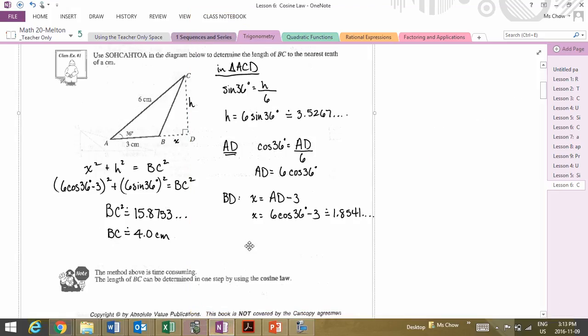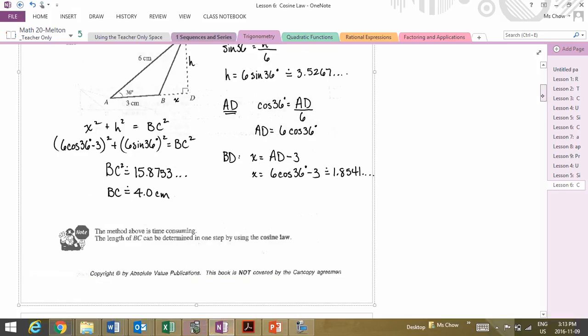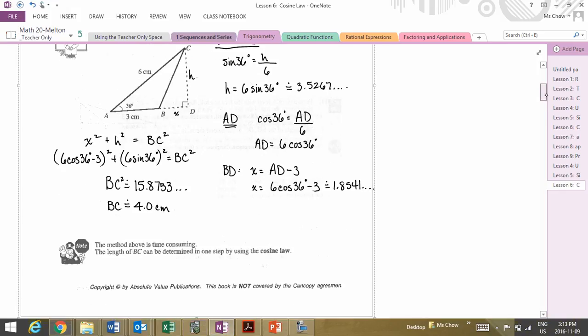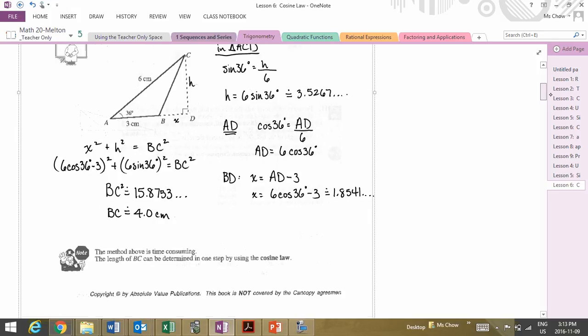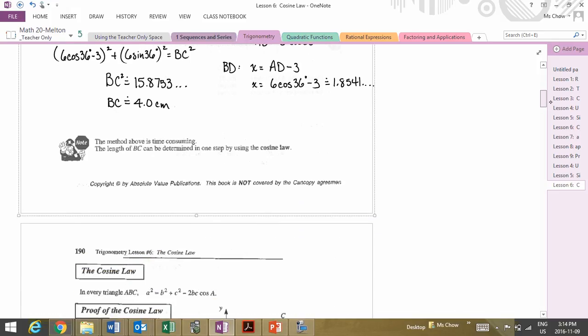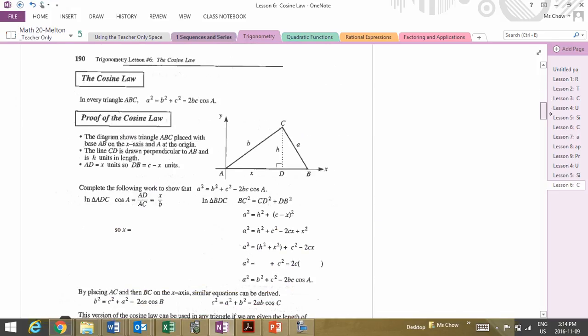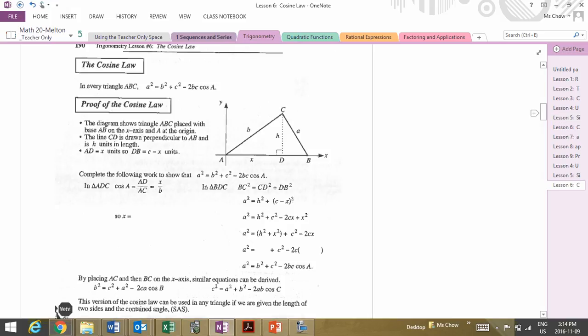So it's very doable to find length BC using just our trig ratios along with a few other steps, but it's not very efficient. So that's why we come up with the cosine law. Flipping the page then, the cosine law is a squared equals b squared plus c squared minus 2bc cosine of A.